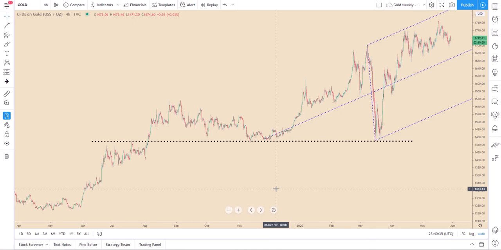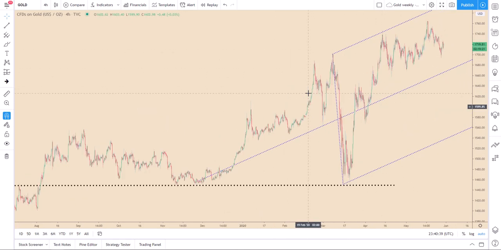And for me, it's a lot easier to look at that than to just look at that blank chart and try to figure out what's going on.